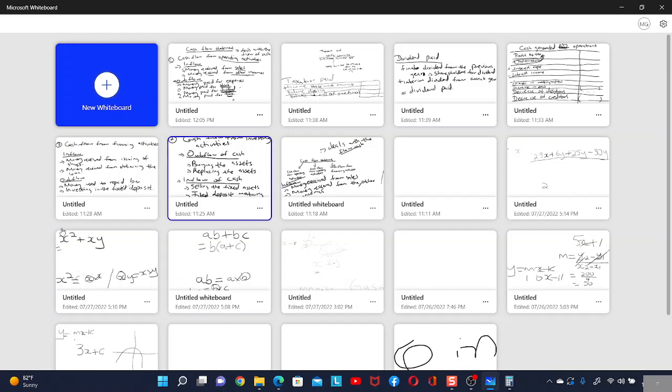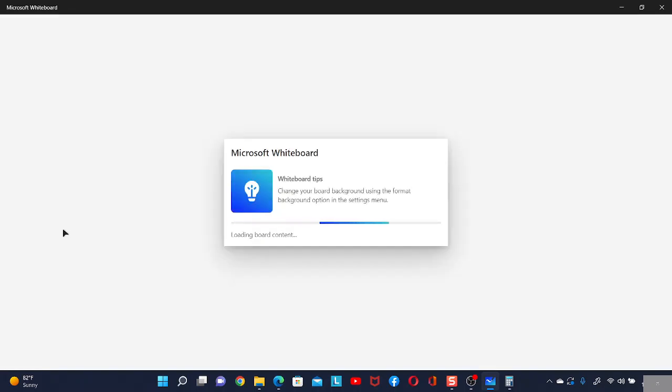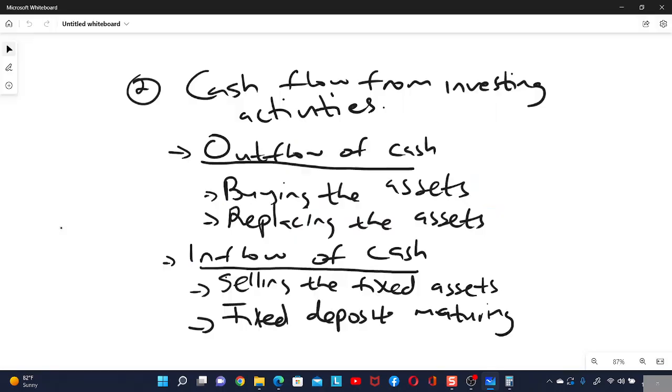Number two is going to be cash flow from investing activities. When I'm talking about the cash flow from investing activities, we are talking about the buying and selling of the fixed asset, or also when the fixed deposit is maturing.